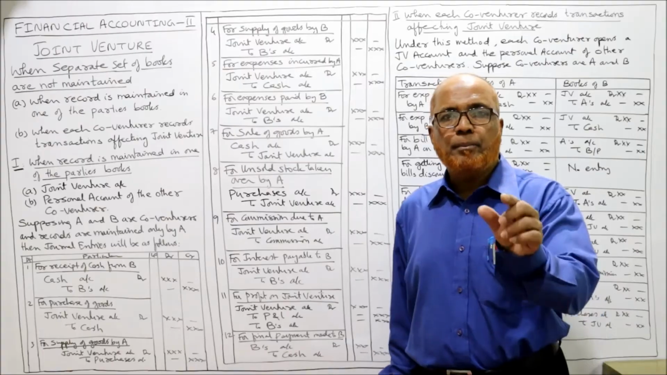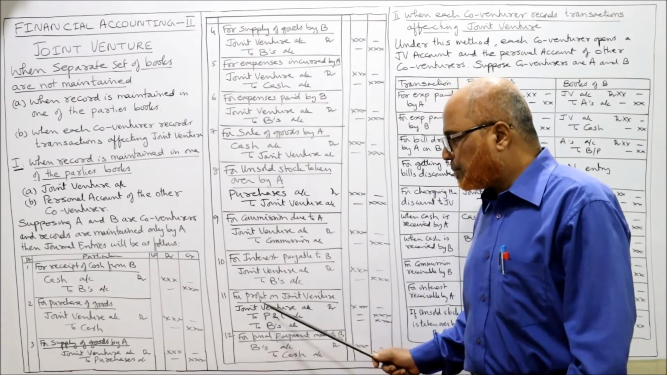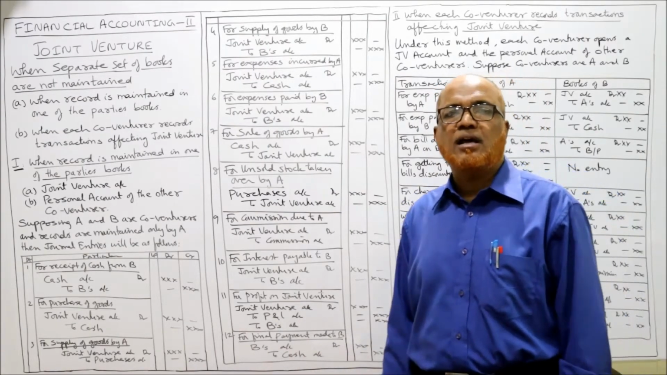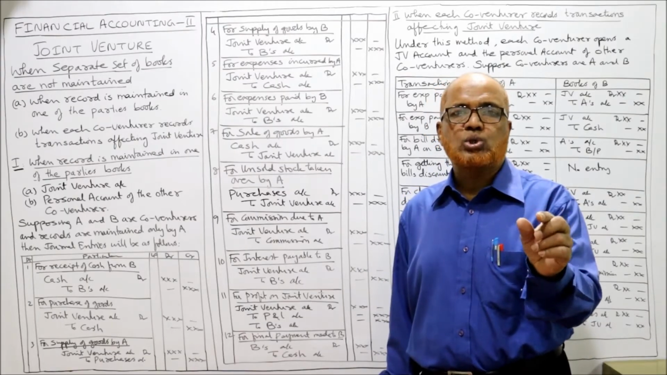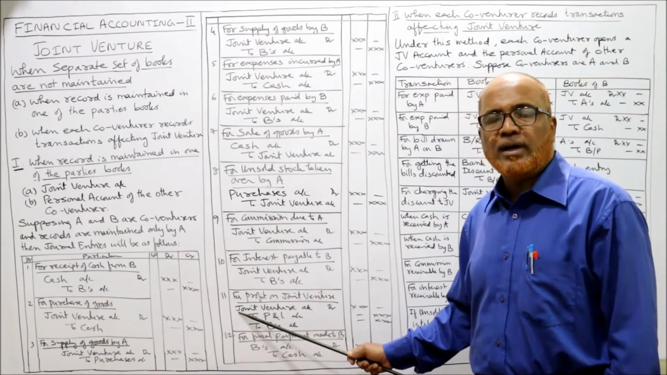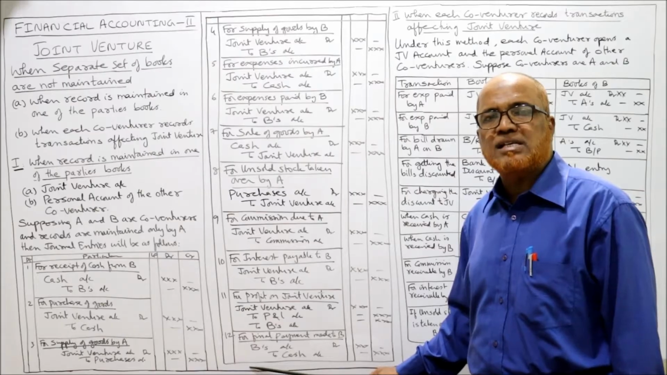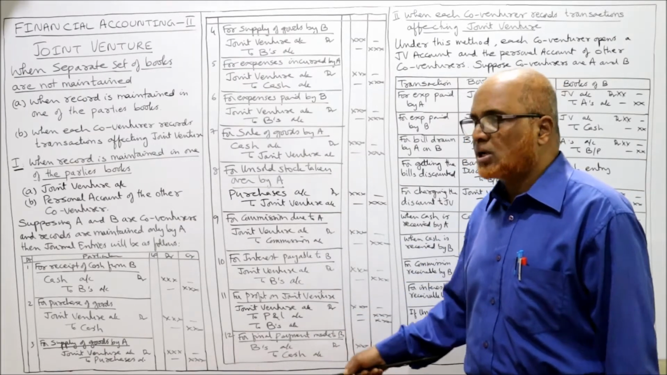तो ए के बुक्स में बी का अकाउंट क्लोज हो गया. और यहां पर जब प्रॉफिट ऑन जॉइंट वेंचर एंट्री पास करें तो जॉइंट वेंचर अकाउंट इज क्लोज्ड. सो इन दिस 11th एंट्री जॉइंट वेंचर अकाउंट क्लोज्ड, 12th एंट्री बीज अकाउंट क्लोज्ड. सो ऑल द अकाउंट्स आर क्लोज्ड.